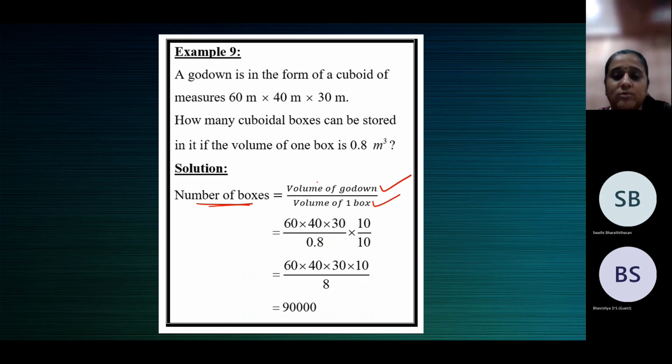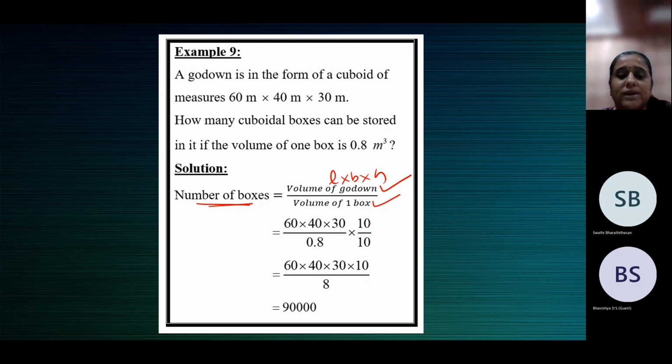How do you find the volume of the godown? L into B into H. So that's what I've written here: 60 into 40 into 30 divided by volume of one box. The volume is given directly, 0.8. Now in 0.8, we want to shift the decimal point.